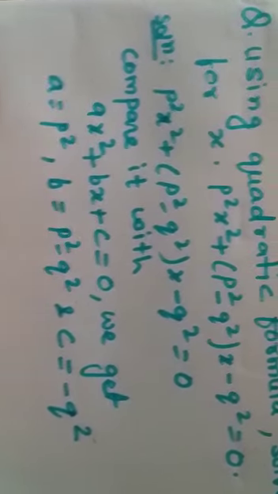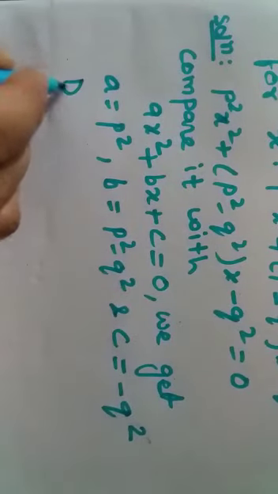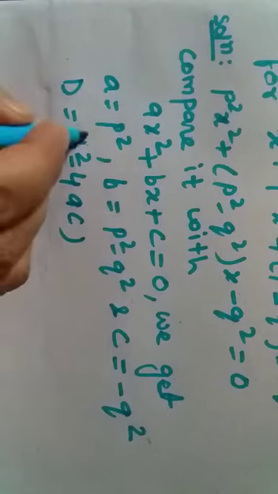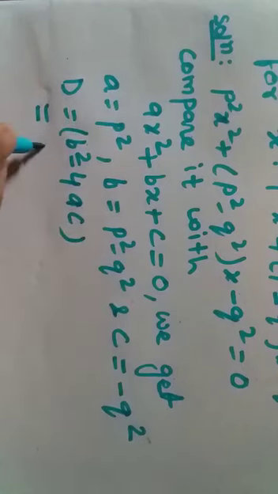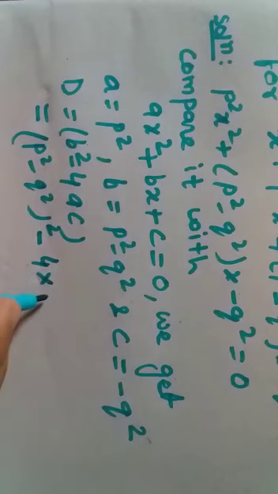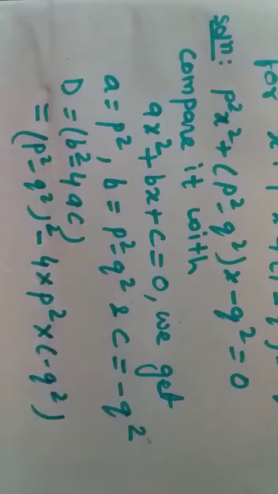Now what do we have to do? We will use the formula D is equal to b square minus 4ac. Let us write b square: (p square minus q square) whole square, minus 4 times a, which is our p square, times c, which is our minus q square. Is that okay? So let us break it.